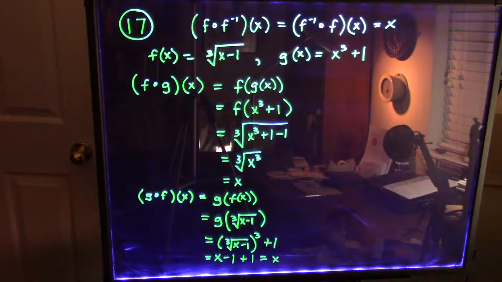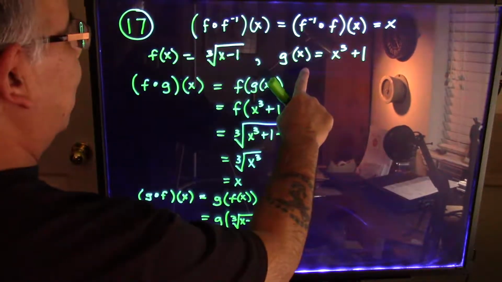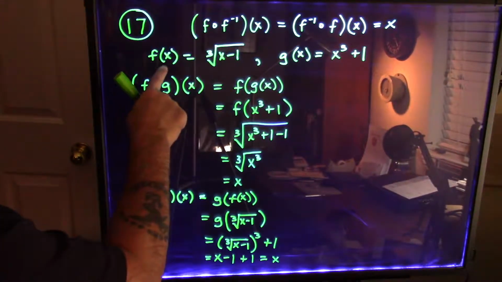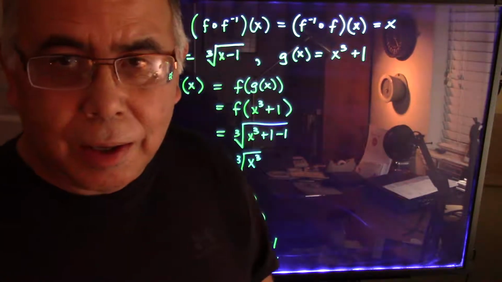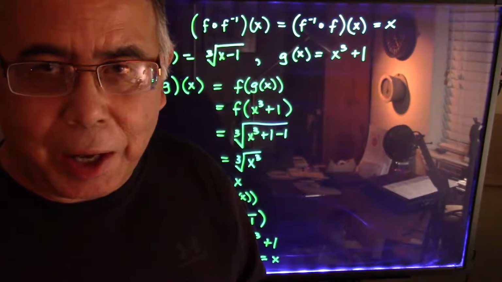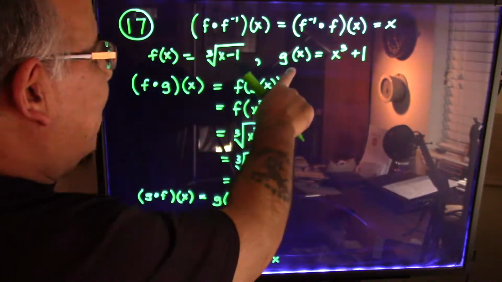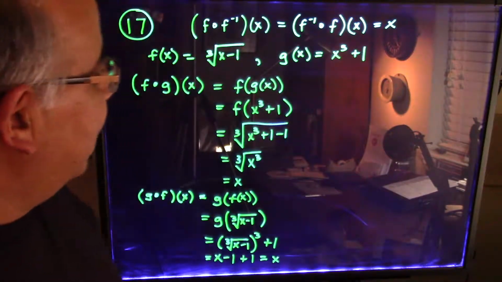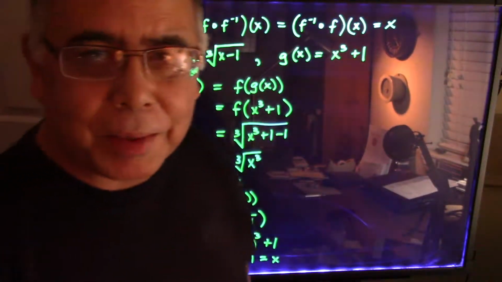Which one would you call inverse? Well, if you start with g of x, you could call that g inverse of x. Or if you start with f of x, you could call that f inverse of x. Alright, it's up to you. If you want to do it in alphabetical order, which most people do, you start with f of x and you call that f inverse. But it's not incorrect to start with g of x and call that g inverse. Alright? Okay.